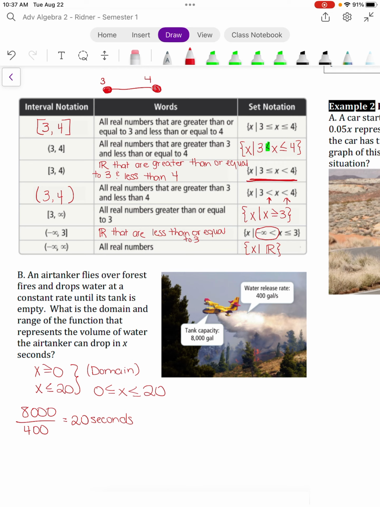For the range, he can't hold more than 8,000 gallons. Also, he does not hold negative gallons. So Y must be between 0 and 8,000. I did make those equal to because they can have 8,000 and they can have 0.